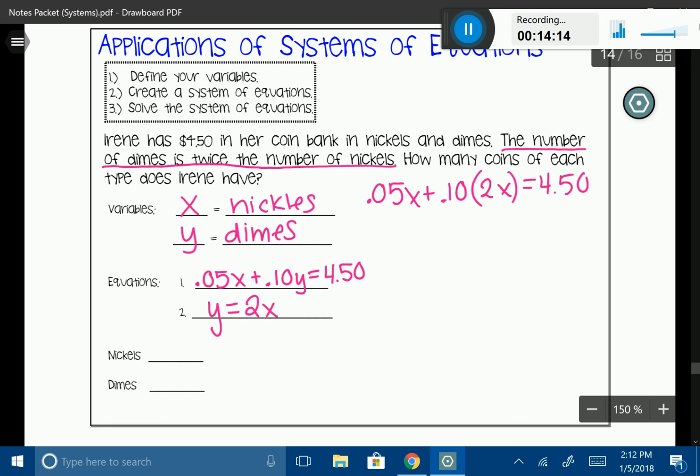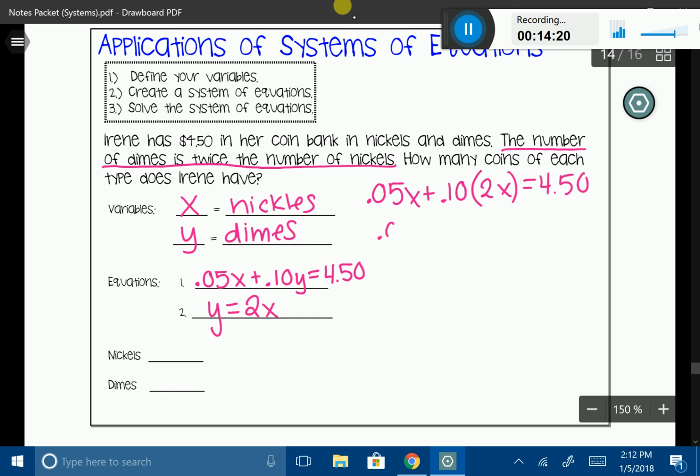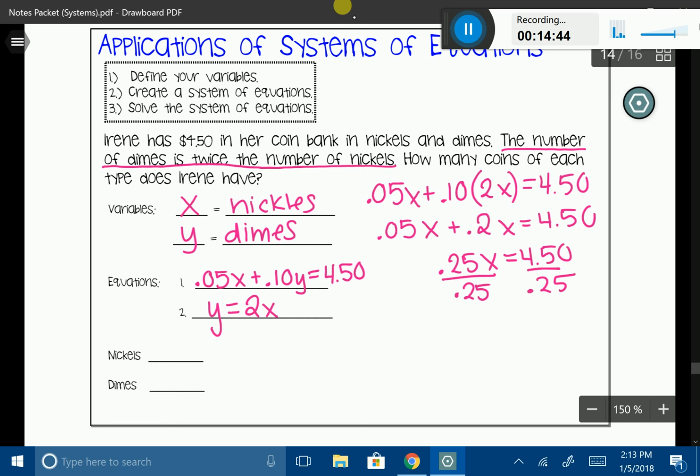All right, I'm going to go ahead and simplify that down here. All righty, let's do 0.05x plus 0.2x equals 4.5. I'm going to combine those like terms there. That's going to give me 0.25x is equal to 4.50. And of course, I'm going to go ahead and divide both sides by 0.25. And that's going to give me x is equal to 18.